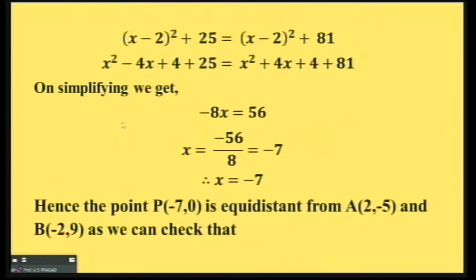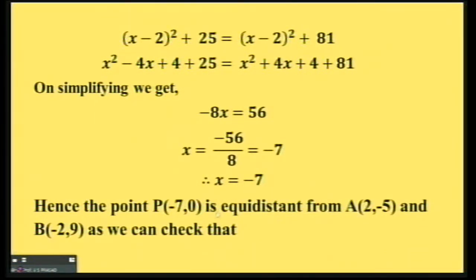Now if you simplify, x square terms get cancelled, 4 gets cancelled. Minus 4x and plus 4x, when it comes to the left hand side, it becomes minus 8x. Therefore minus 8x is equal to 56. Therefore x is equal to minus 56 by 8, that is minus 7. Some small print mistake is there, you please carry out. Hence the point P is minus 7 comma 0, where x is equal to minus 7.